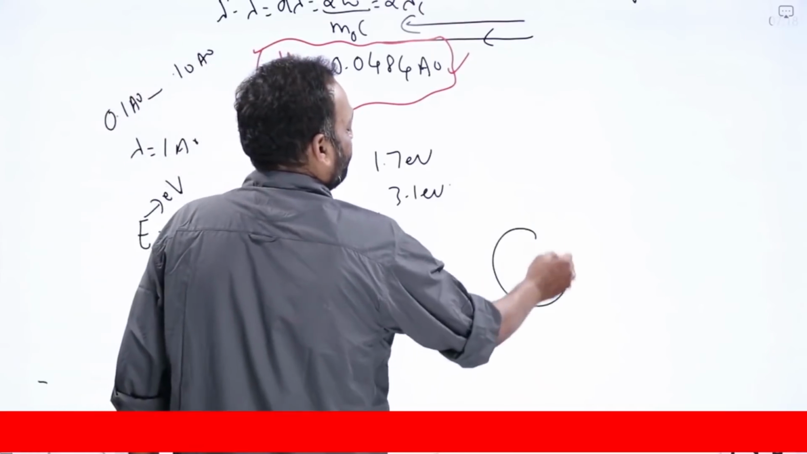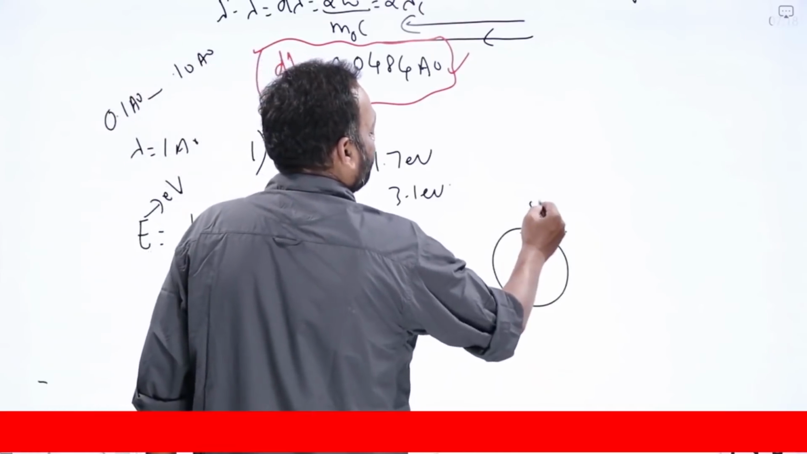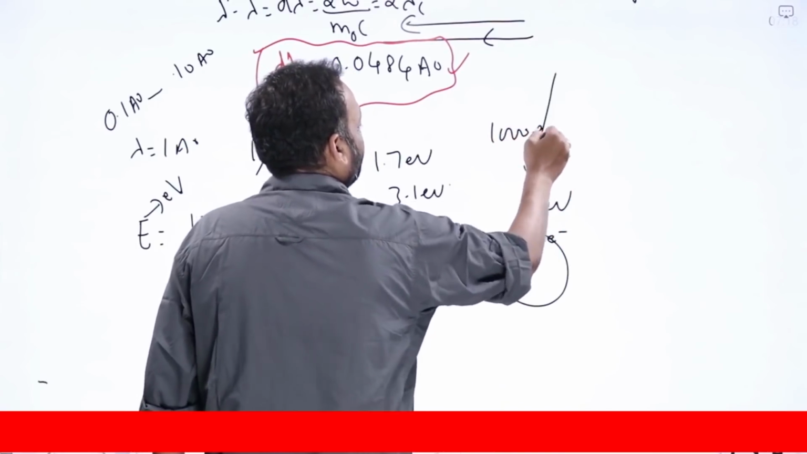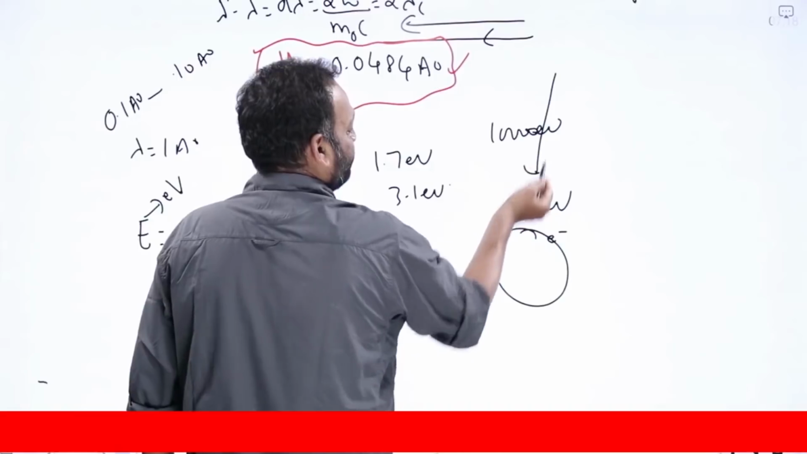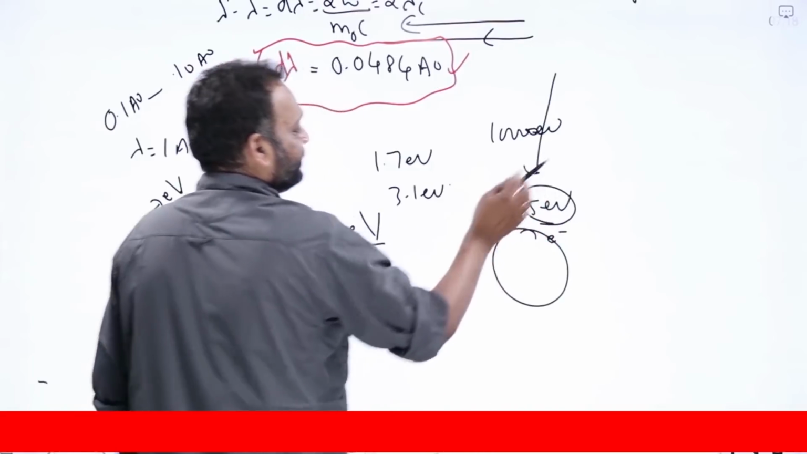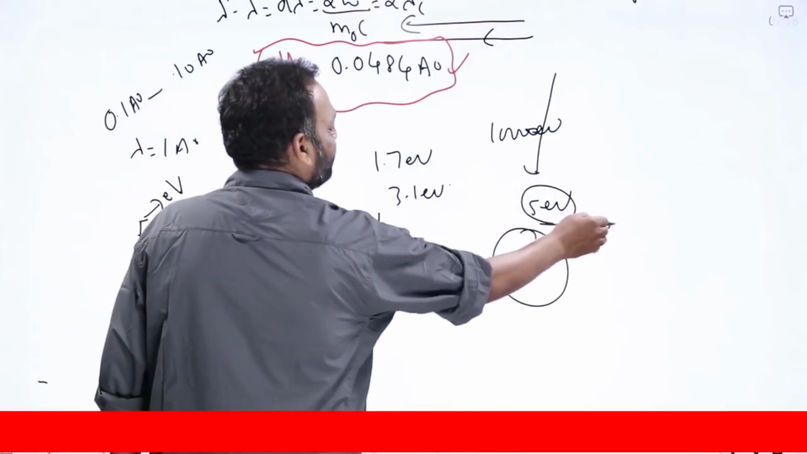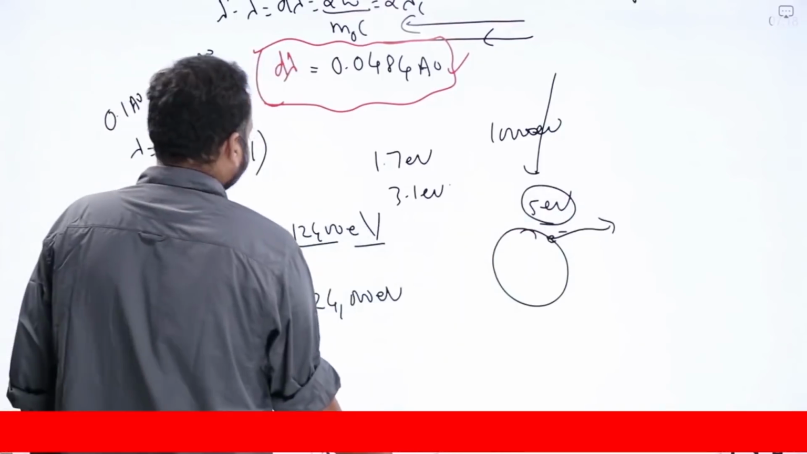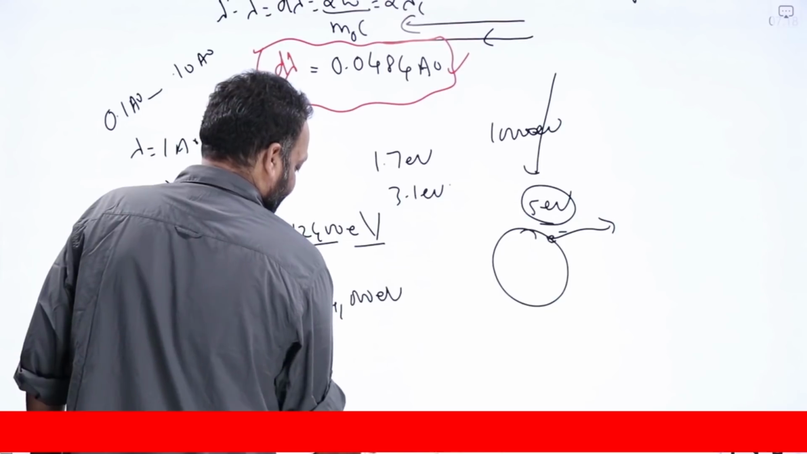The electron is bound to the atom with just 5 electron volts of energy. You are sending a photon of 10,000 electron volts. This 5 electron volts binding energy is nothing. So this electron immediately and easily comes out. So here, the first additional point is like this.